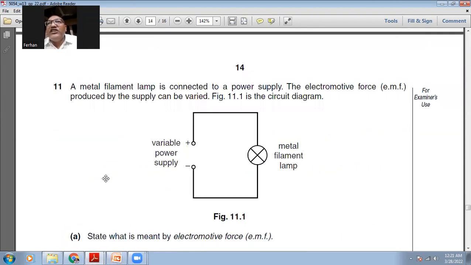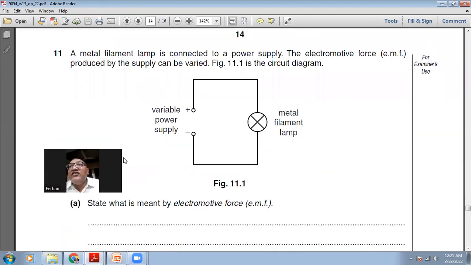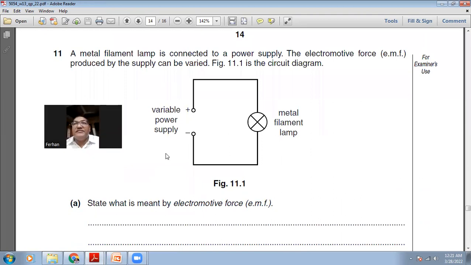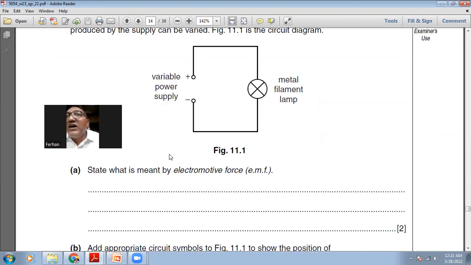So my dear students, we are done with question number 10. Now we are going to question number 11. A metal filament lamp is connected to a power supply. The electromotive force, EMF, produced by the supply can be varied. And figure 11.1 is the circuit diagram. What is meant by the electromotive force? It's a 2 marks question. What is meant by electromotive force?